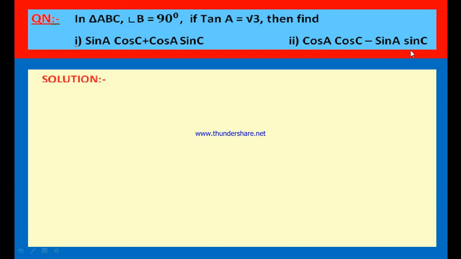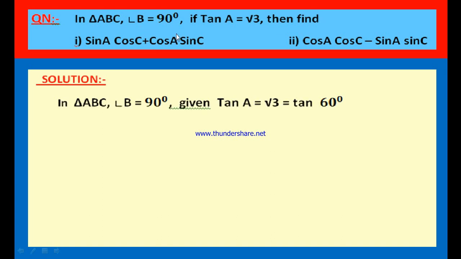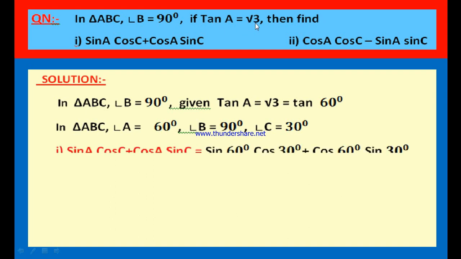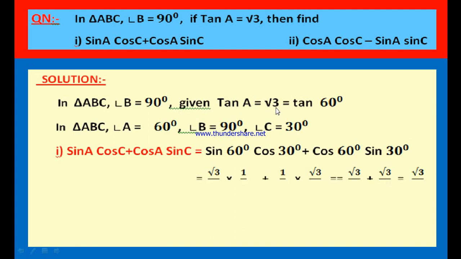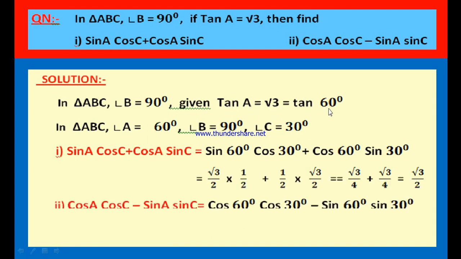Now let us answer them. In order to answer these two bits, first of all take what is given. In triangle ABC, angle B is 90 and tan A is equal to root 3. This root 3 in tan is equal to tan 60 degrees. Therefore tan A is equal to tan 60 degrees and A is equal to 60 degrees.